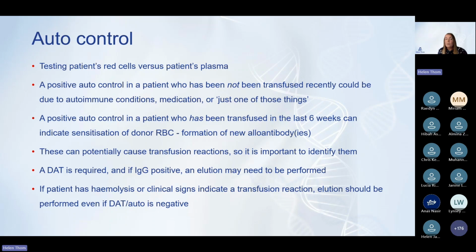A positive autocontrol in a patient who has been transfused might mean that they've been sensitized and they've produced an antibody, and that's actually antibody that's bound to the donor red cells, and these can potentially cause transfusion reaction. So it's important to identify antibodies using that information from your DAT because they might not be present in the plasma. So we'd need to perform a DAT, and if it's IgG positive, we're going to look at doing an elution.